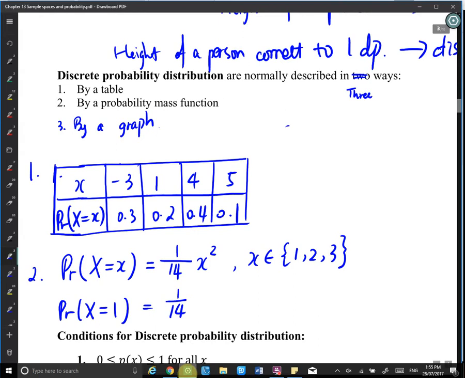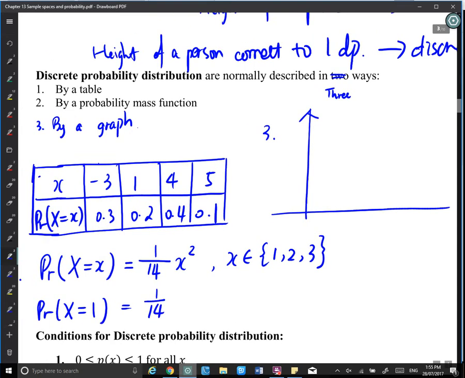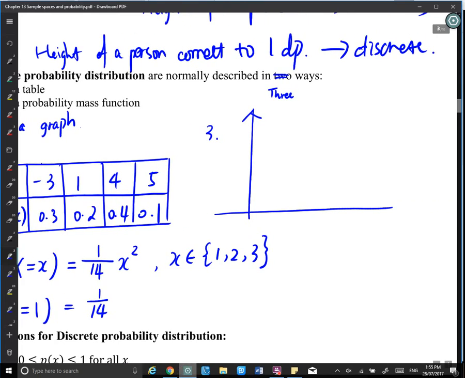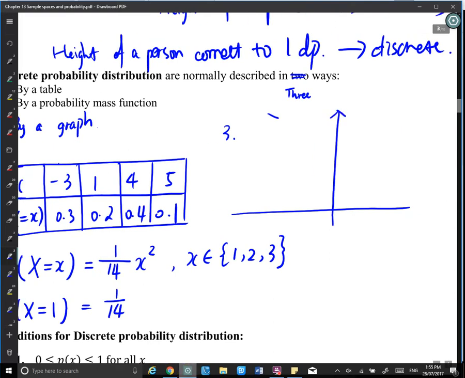And number 3, by a graph. If it's a graph, okay, I'll just convert this one into a graph. I can have negative 3, 1, 2, 3, 1, 2, 3, 4, 5. Okay, I can take negative 3. I can take 1. I can take 4. I can take 5.